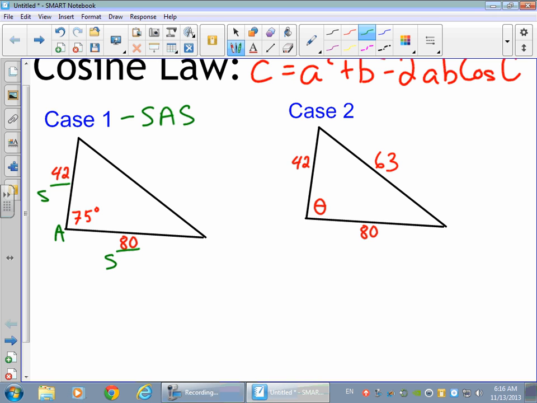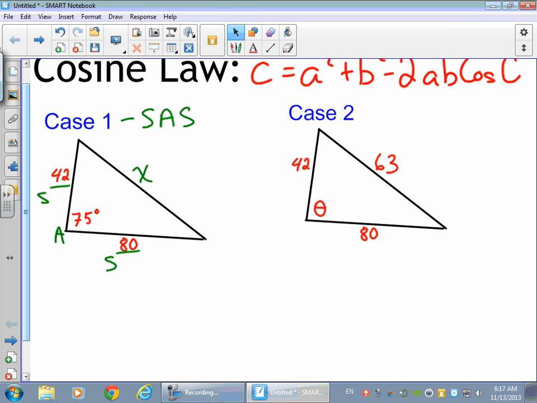Now, if I do, I'll be using the cosine law, and what I will be finding is that third remaining side, regardless of what the question actually asks. The question may say, find this missing angle over here. If it does, fine, we'll get there eventually. But for now, I'm always going to be looking for the third side if I have side angle side information.